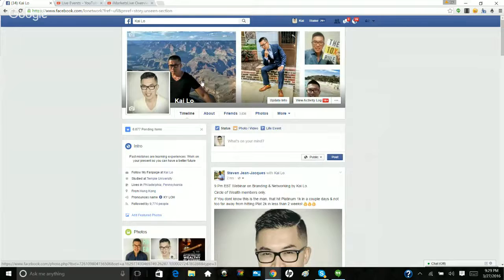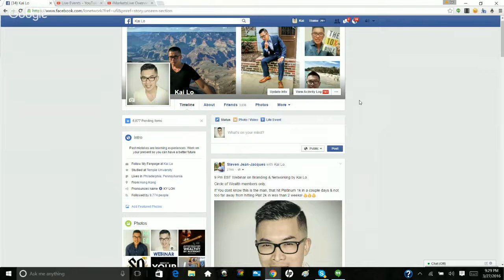Photos of me. I was in Arizona. I was in Grand Canyon. I'm holding a 10x rule book. Looks like I got something going on. I look like a motivated, some type of entrepreneur. Just an overall guy that people want to connect with.